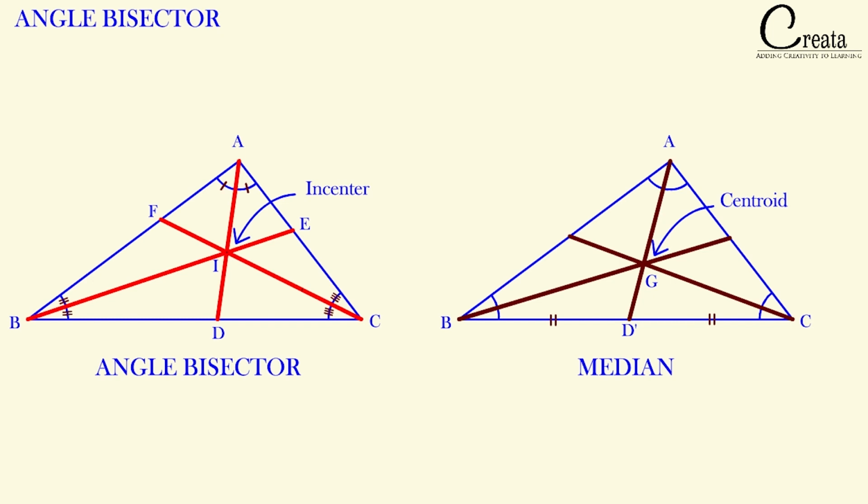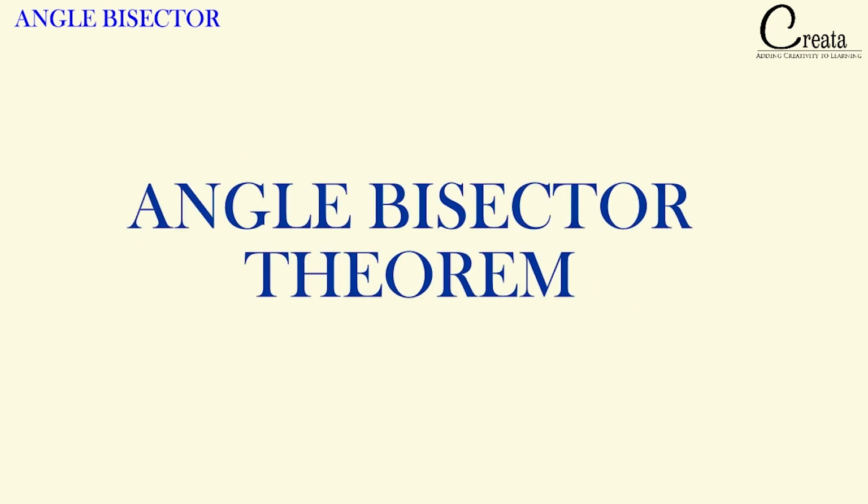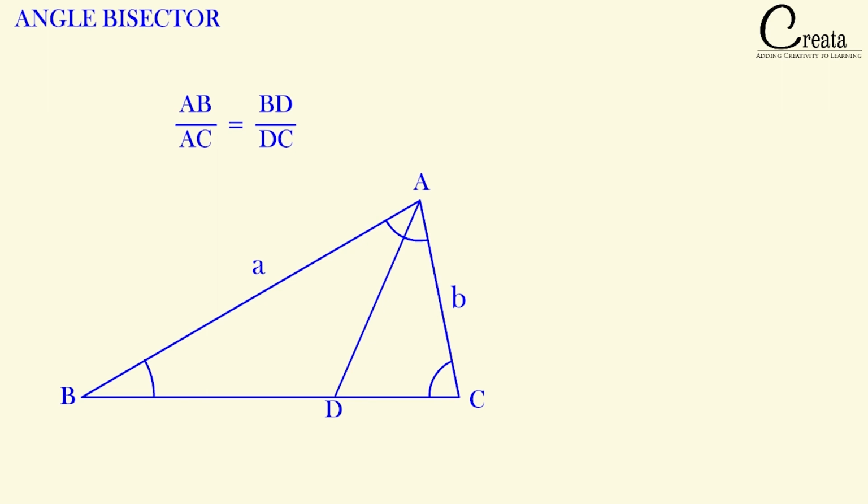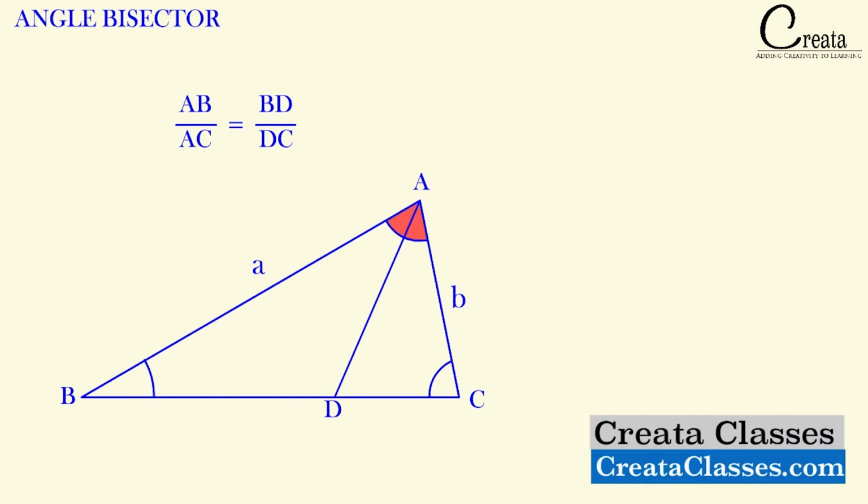Moving further, the next fundamental is the angle bisector theorem. As per this theorem, an angle bisector of an angle of a triangle divides the opposite side into two segments that are proportional to the other two sides of the triangle. Meaning, for this triangle ABC, AD is the angle bisector.